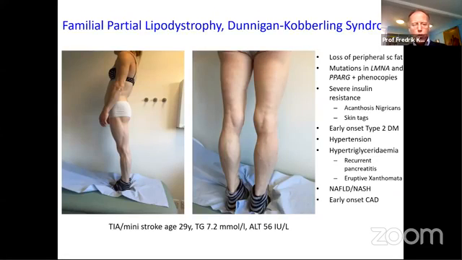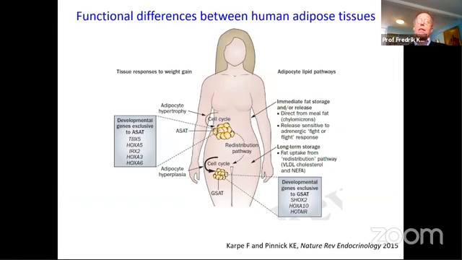And this has enormous metabolic consequences. This particular patient is only 29 years old. She has had a mini stroke, TIAs, triglycerides of 7.2 millimoles per liter, a fatty liver. So there are substantial metabolic problems here. And this gives inspiration to understand what functions the different fat depots have. Could it be that it's actually a major determinant of the whole body metabolic milieu, of how the fat tissues work in different ways across the human body?